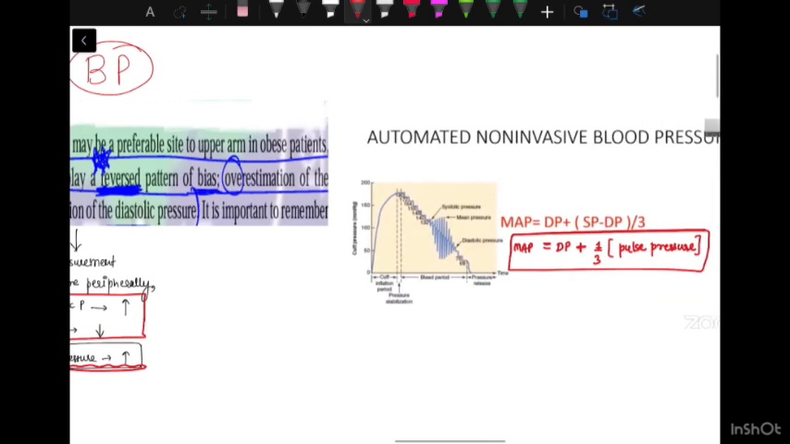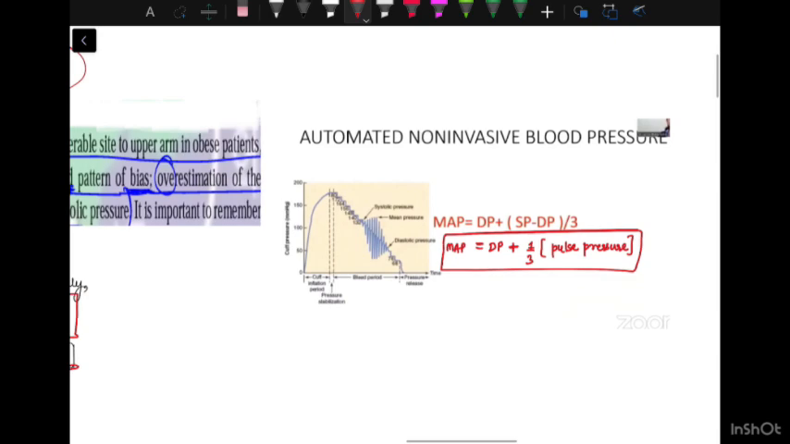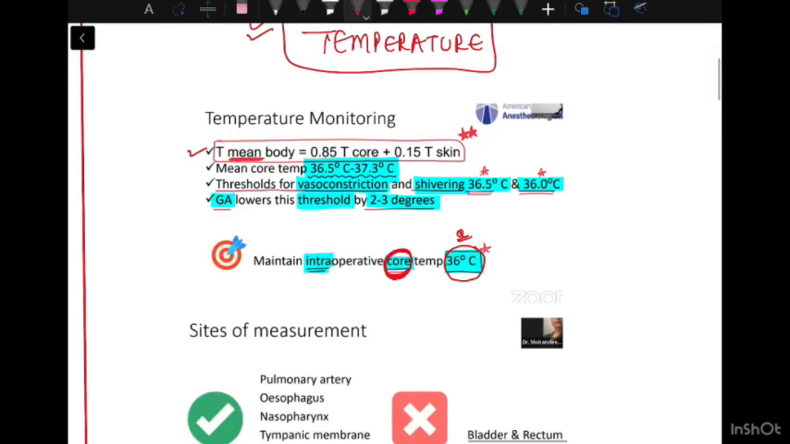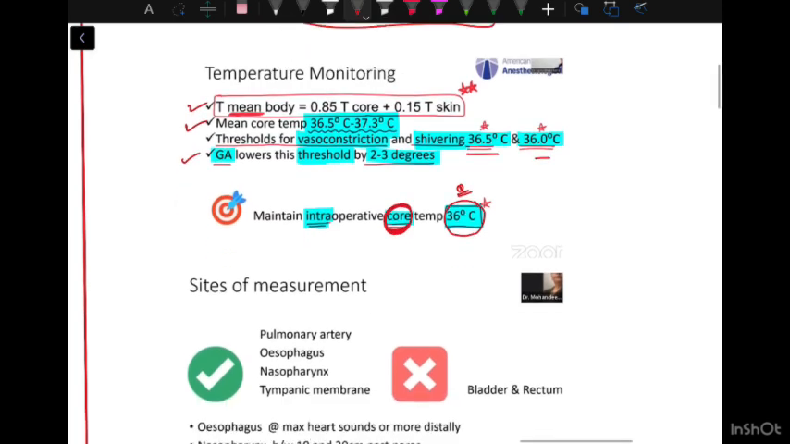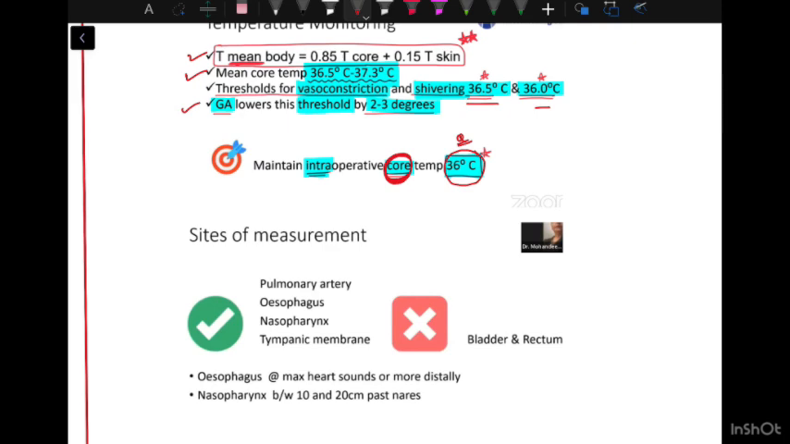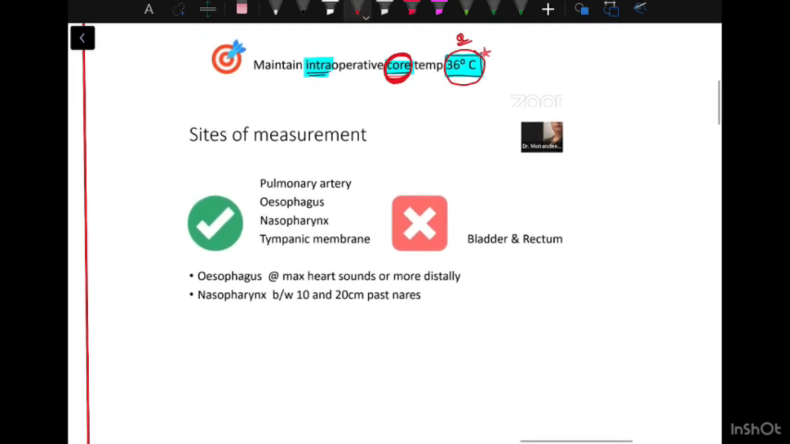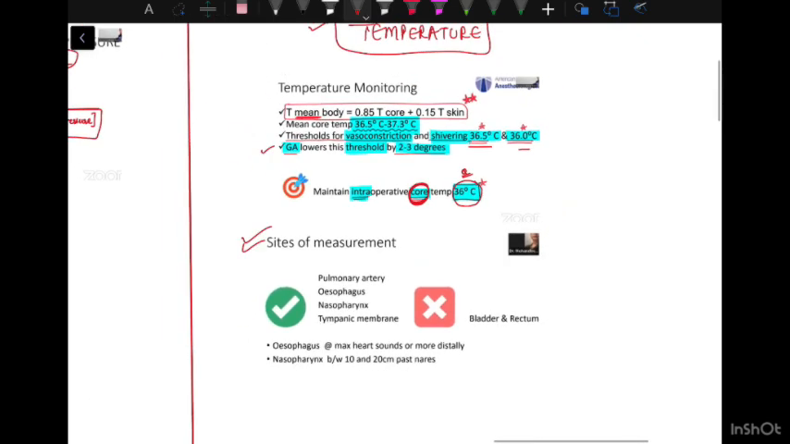Let's move on to the blood pressure. We already know that non-invasive blood pressure is based on the oscillometric method, and this is how it calculates the mean arterial pressure. And the last one is the temperature monitoring, where you can measure the core temperature, and the thresholds for shivering. GA lowers the threshold by 2 to 3 degrees, and you have to maintain an intraoperative core temperature of 36.